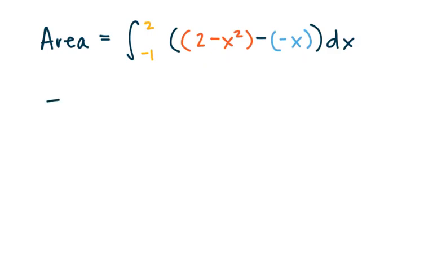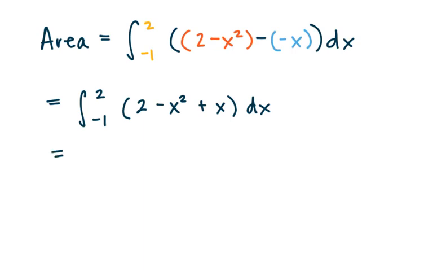So this simplifies to the integral from -1 to 2 of 2 minus x squared plus x dx. This becomes very easy for us to integrate. 2 becomes 2x, negative x squared becomes negative x cubed over 3, and x becomes x squared over 2. We need to evaluate this from -1 to 2.